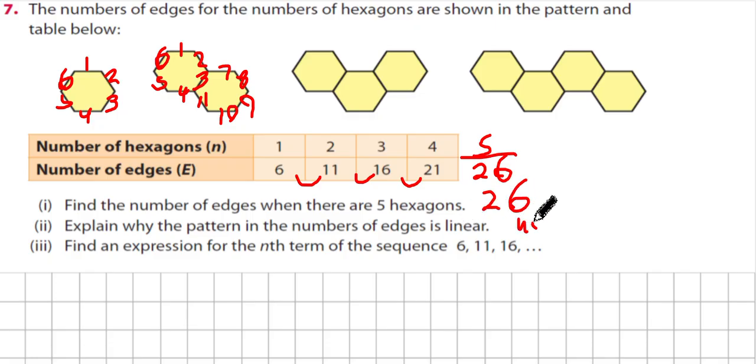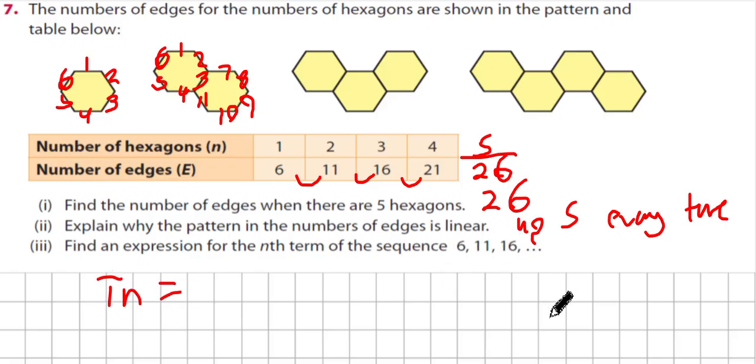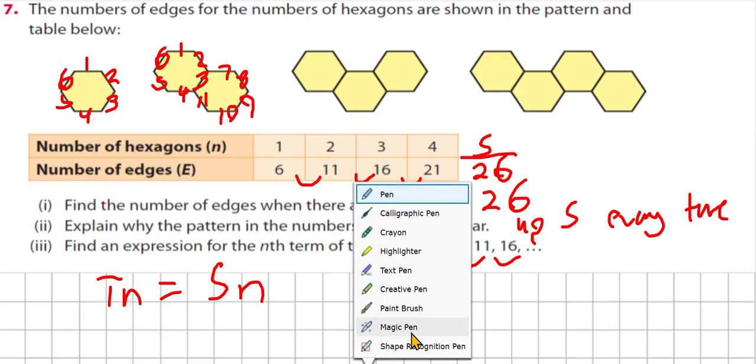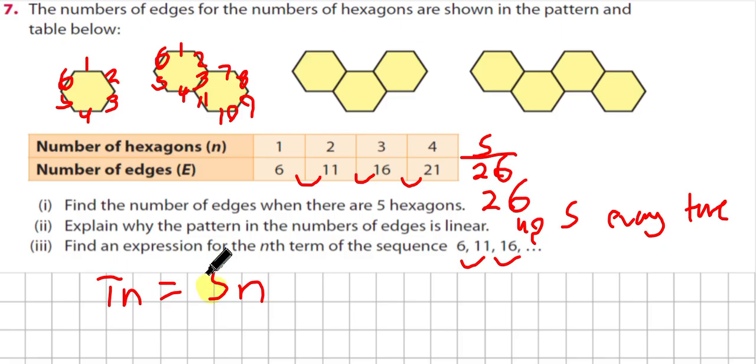Going up 5 every. This isn't even a graph question. And then it wants me to find an expression for the Tn. Does anybody remember how to do Tn for a linear? What's the jump? So what do I write down? 5, 5n. And then you compare 5 to the first one. 5 compared to 6, bigger or smaller? How much do I have to add to it to make it into the 6? So the answer is actually 5n plus 1. Is that okay?